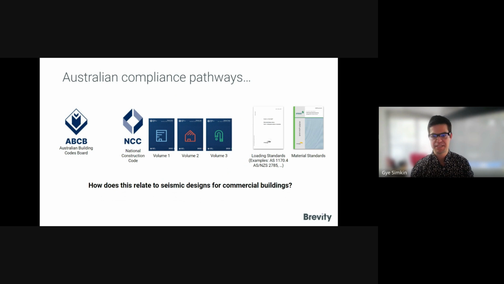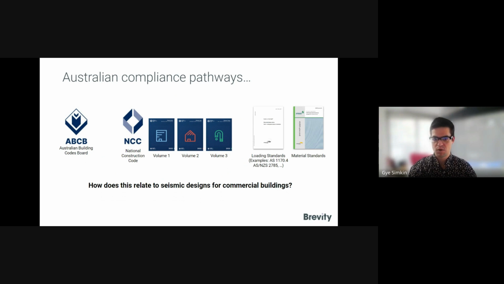So the NCC Volume 1 for commercial states in there that all of those commercial buildings must be designed to reasonably expected design actions, including earthquake actions. And that references the Australian AS 1170.4 standard. In New Zealand, we've got the equivalent NZS 1170.5. And Section 3 of that Australian earthquake standard applies a hazard design factor over a full Australian map. And this requires earthquake loads to be considered in the design of any building, irrespective of where it is located.